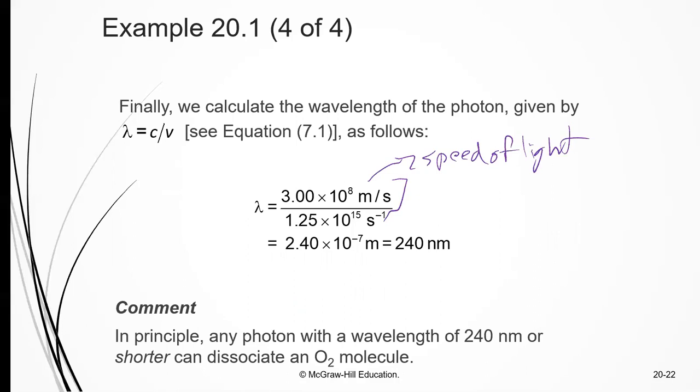So the idea is any photon with a wavelength of 240 nanometers or shorter will have enough energy to dissociate an oxygen molecule. But if you're longer, then you won't have the energy required. So just remember that the energy of your photon goes up when your wavelength goes down. They're inversely related.